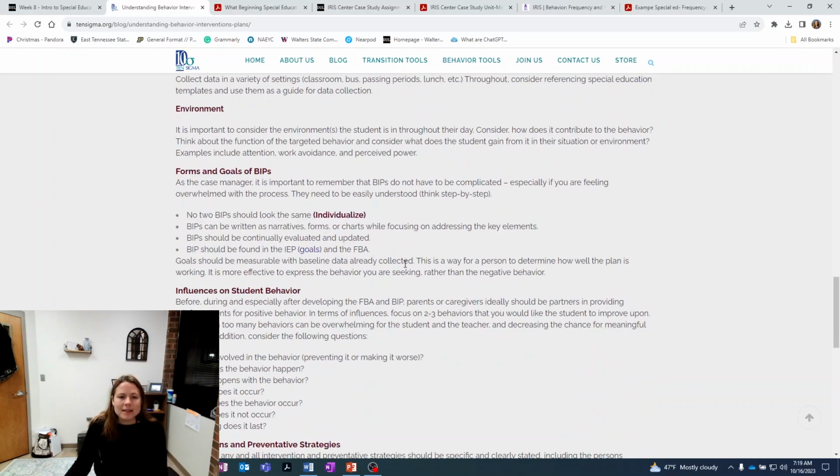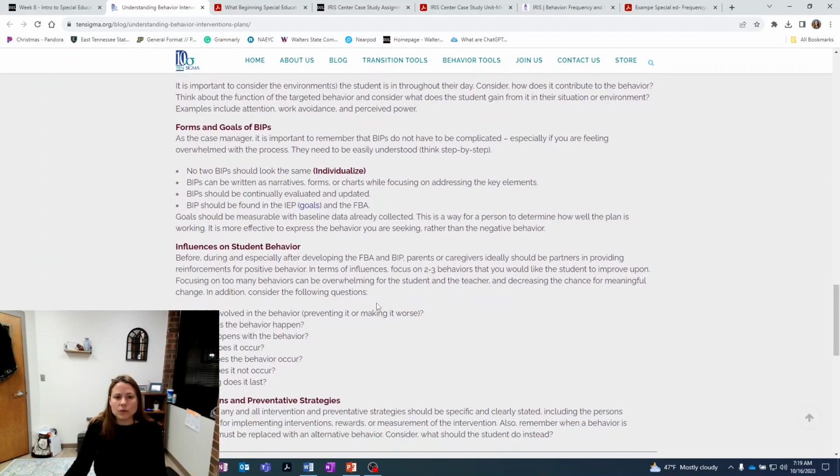And we have to look at the environment, right? Does the environment contribute to this kind of behavior? Okay, think about what the student is trying to communicate. Are they trying to gain something from this, or are they trying to avoid, right? So is it work avoidance? Are they trying to gain power in the classroom? Are they trying to gain attention? So these are things you have to think about. We also have to look at the goals and the different forms that you will use in this behavior intervention plan.